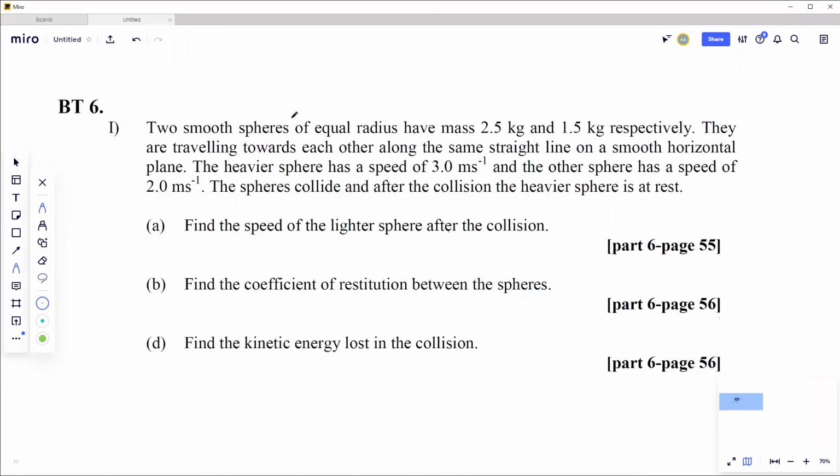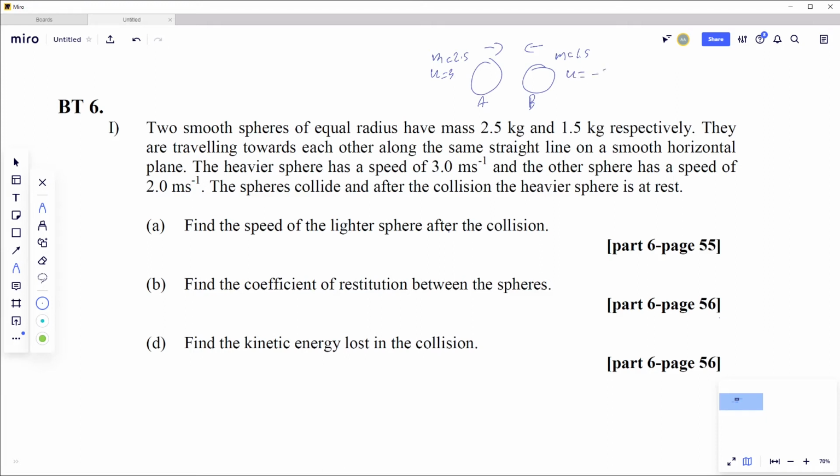Okay, so we know that we have two spheres, so let me draw them. So you have 1 and 2. Let me call this A, let me call this B. This one has a mass of 2.5, this one has a mass of 1.5. And they're traveling towards each other, so this is going to be their velocities, their direction. The heavier one, so this one, has an initial speed of 3. And this one has an initial speed of 2.